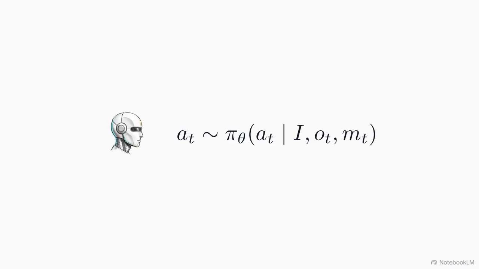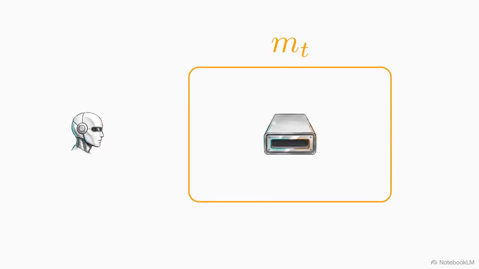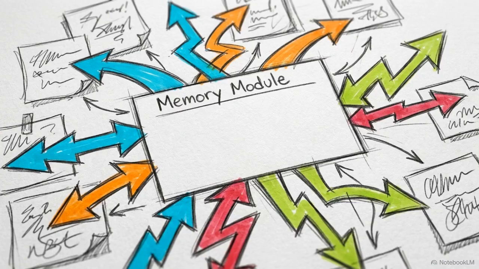This equation defines an agent's baseline policy. Pi theta represents frozen parametric knowledge, and OT is the immediate observation. Both are fixed. To carry logic into a dynamic environment, we need this variable, MT, the context-specific memory, an empty void we must architect. The approaches to filling this void are currently fragmented.